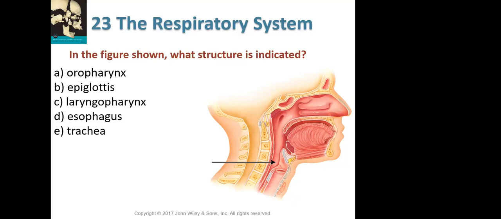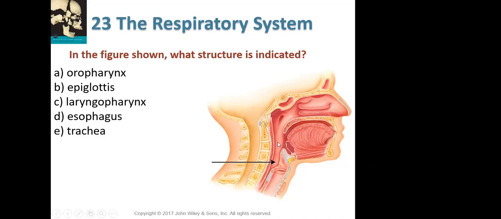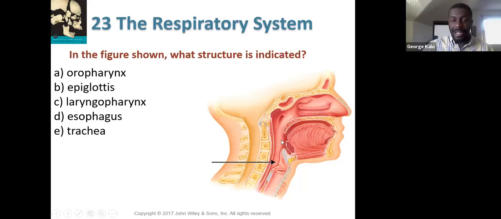Perfect. So if we were to take this arrow and move it upward, back here, what region would this be right here? Oropharynx. Right, this would be the oropharynx. Exactly. Beautiful. So we have our oropharynx here, okay? And then as we move inferiorly, we reach our laryngopharynx. Okay, perfect. Okay, any questions so far?